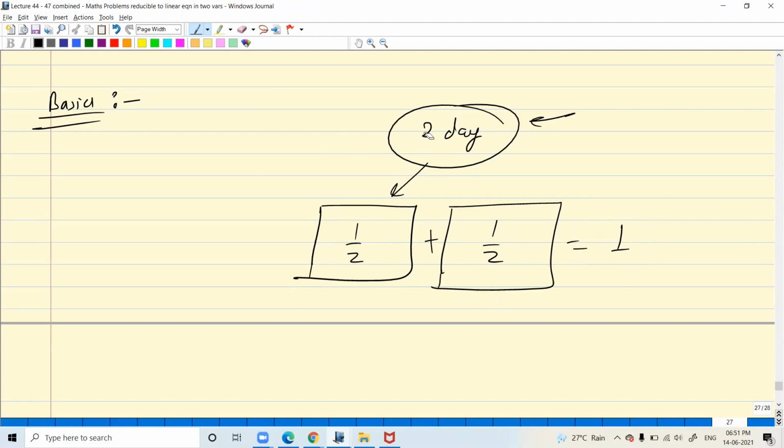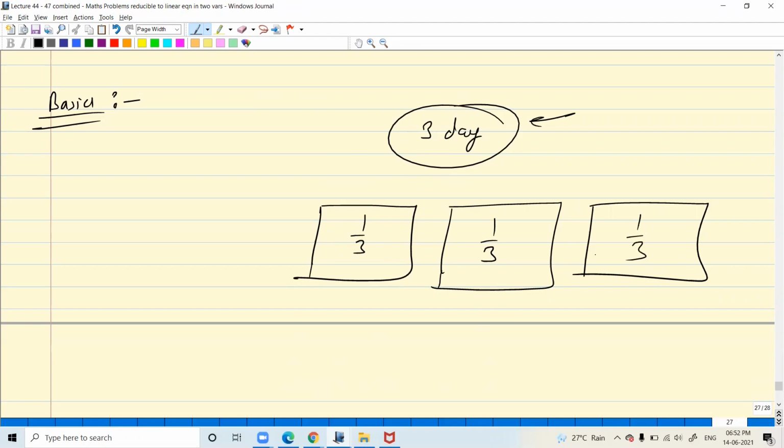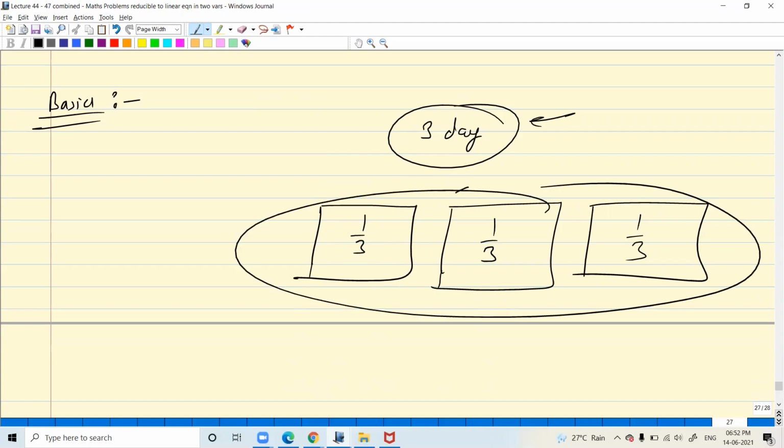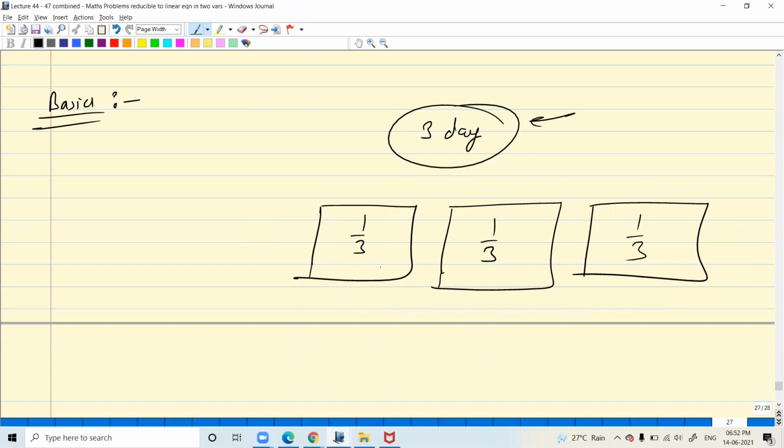Same way, if some work completes in 3 days, how much work will be done on the first day, how much on the second day, and how much on the third day? 1/3 of the work on the first day, 1/3 on the second day, and 1/3 on the third day. Is it making sense? Because when you add all of them together, it will become 1, right? 1/3 plus 1/3 plus 1/3 will become 3 by 3, that is 1. That is when they will be able to complete the work. Is it making sense?